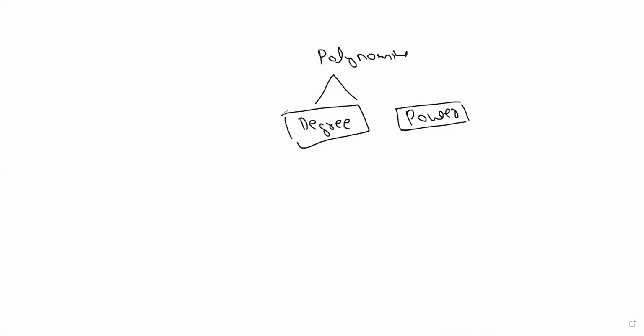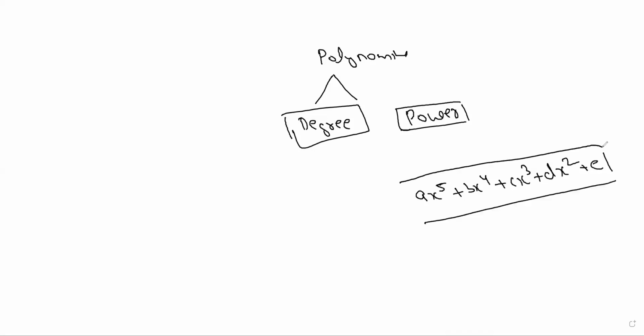So let's move to the polynomial part. See, there are two things which you need to understand very clearly: one is degree and the other is power. Let me write an equation for you. Okay. Now, see, power is what?